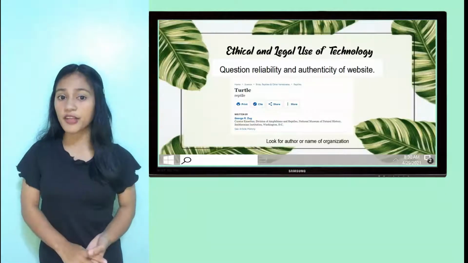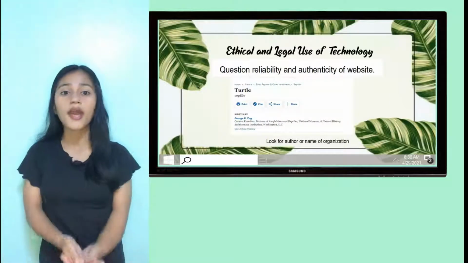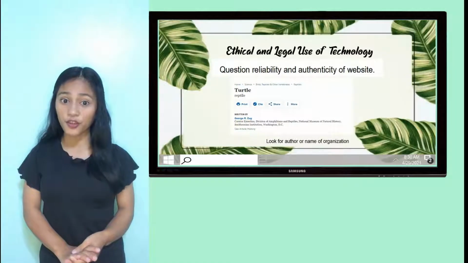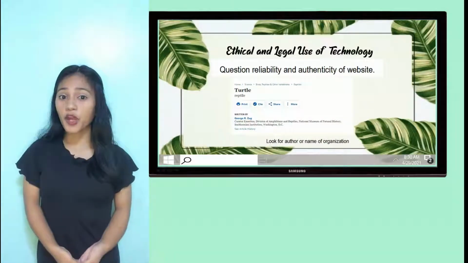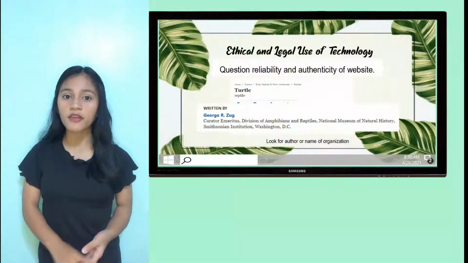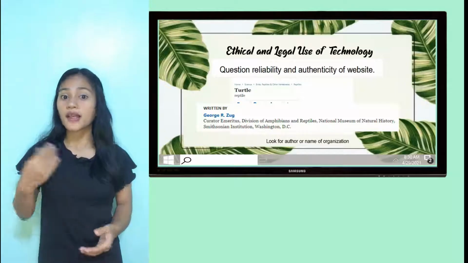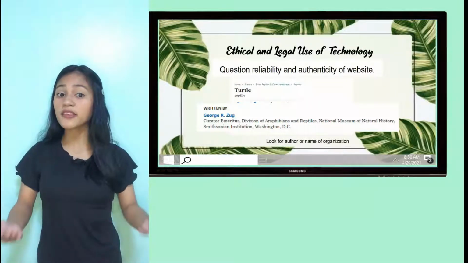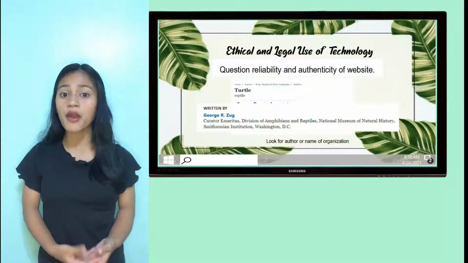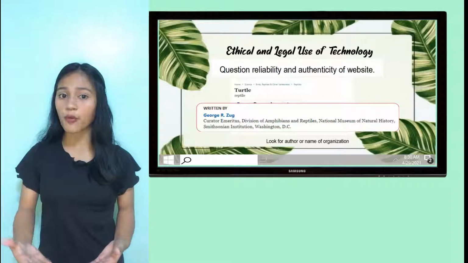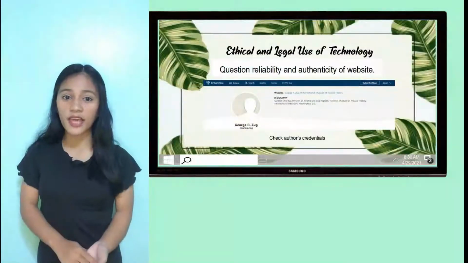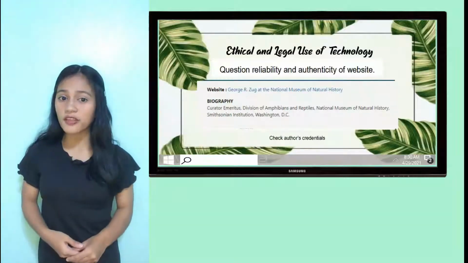And with that, I have here the list of how they are going to check the reliability and authenticity of a certain website. The first one that we are going to look at is the name of the author or of the organization, because in order for us to know if it is reliable enough to cite their articles or their website, we must be able to know who this person is that we are referring to or using in our in-text citation.